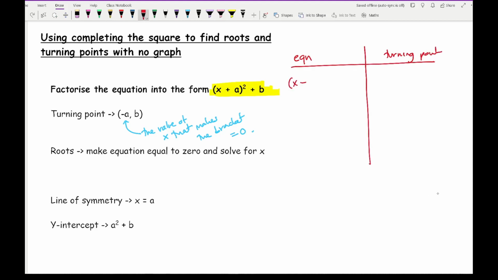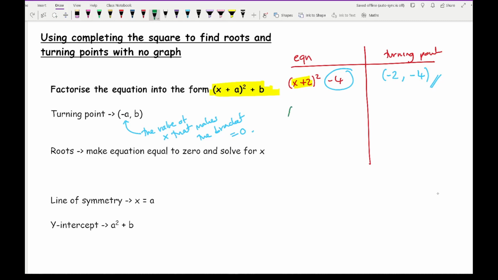So here, let's go for x plus 2 squared minus 4. So looking at the bracket, to make this bracket equal to 0, I need to make x equal to minus 2. So that's going to be the x ordinate. And then the y ordinate is whatever number is outside the bracket, which is minus 4. So my turning point is at minus 2, minus 4.